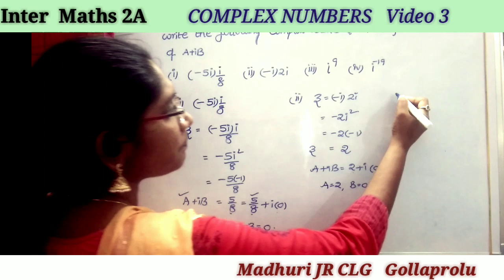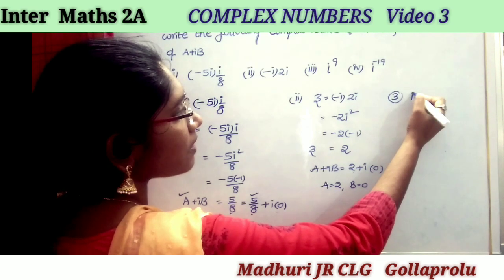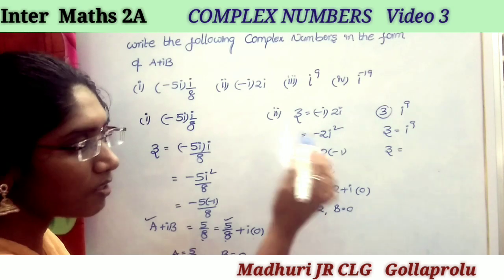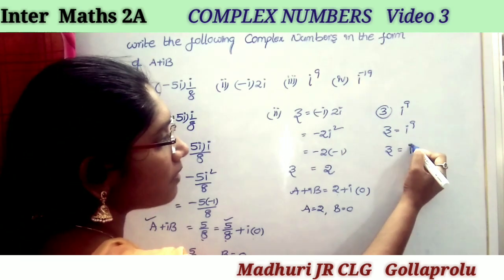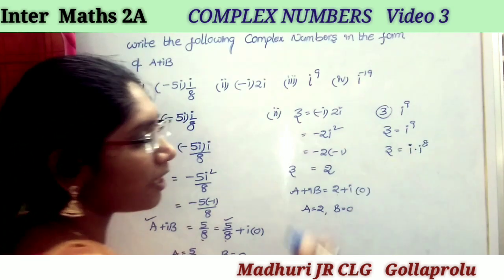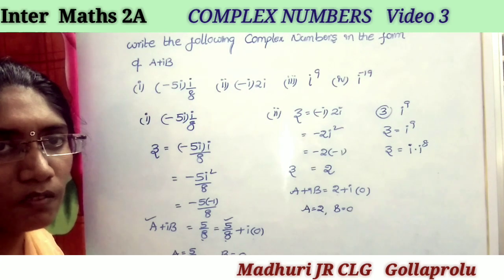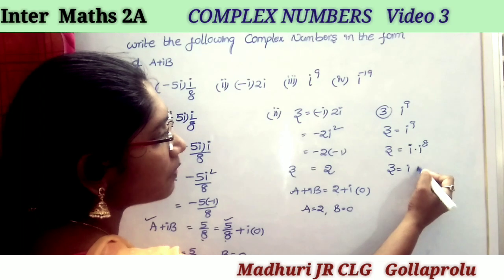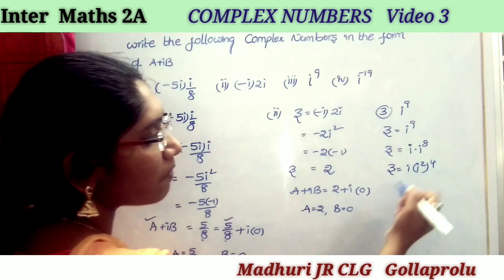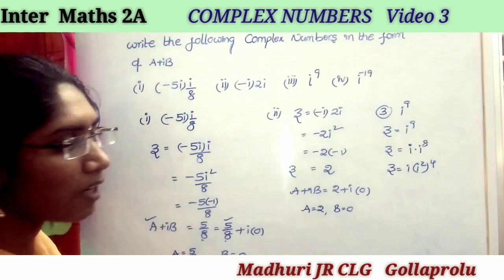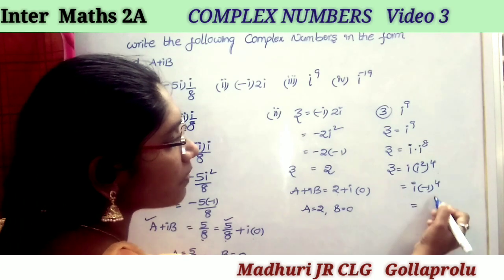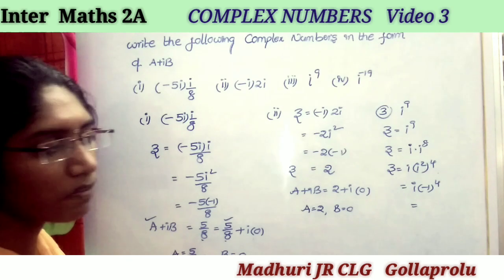Now third one. The third question is i power 9. So first we take that value is equal to z. z is equal to i power 9, and this is i into i power 8. Okay. And this is i into i square whole power 4. But what is i square value? i square is equal to minus 1. That is minus 1 whole power 4. Minus 1 power 4 is equal to 1.